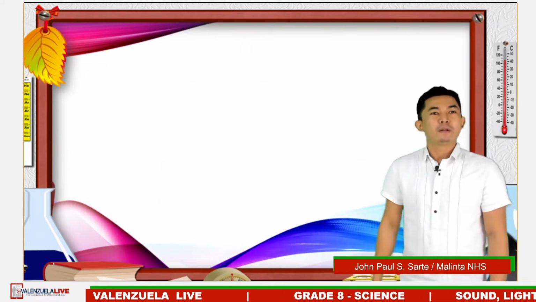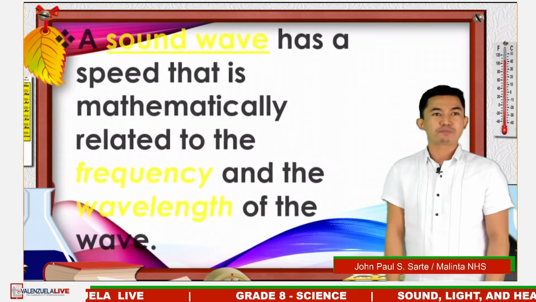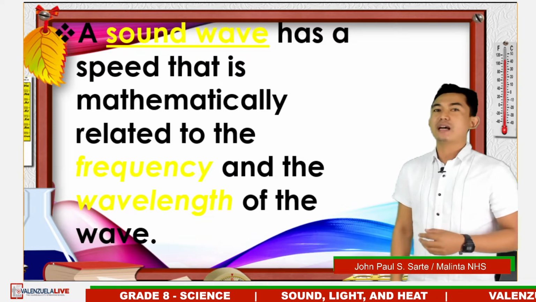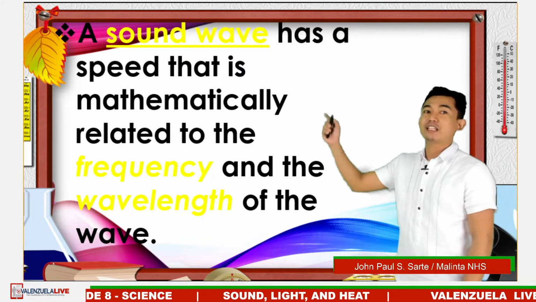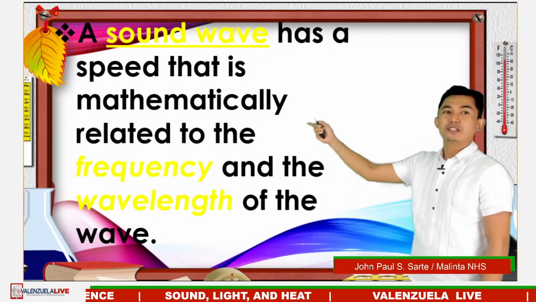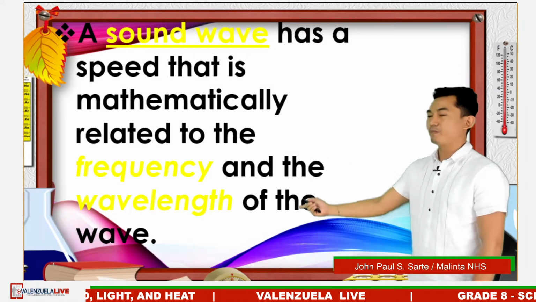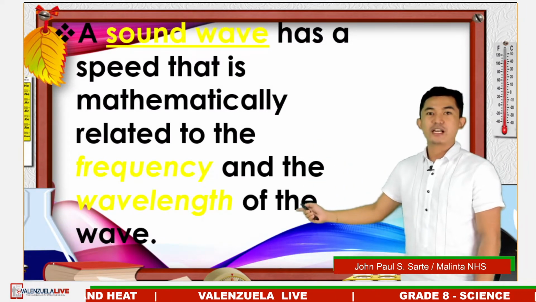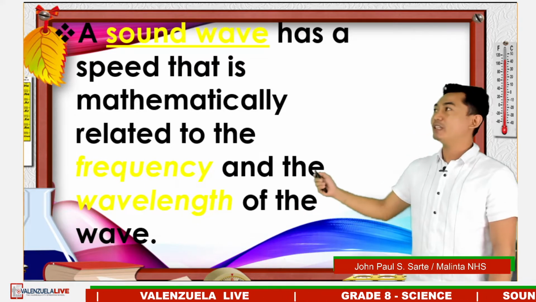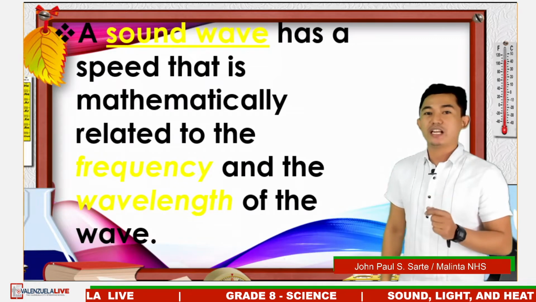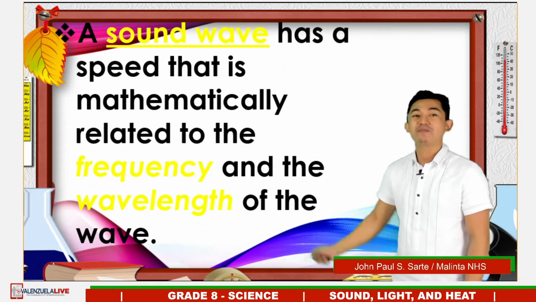Now, we will proceed to a sound wave. When we say a sound wave, it has a speed that is mathematically related to the frequency and the wavelength of the wave. Do not forget these words. Sound wave has a speed that is mathematically related to the frequency and the wavelength of the wave.